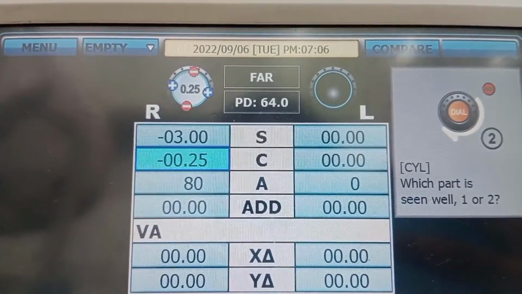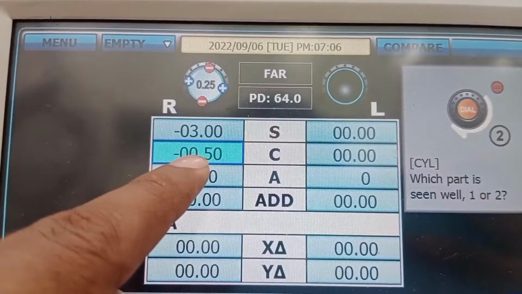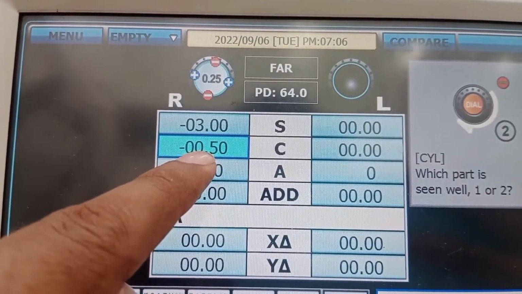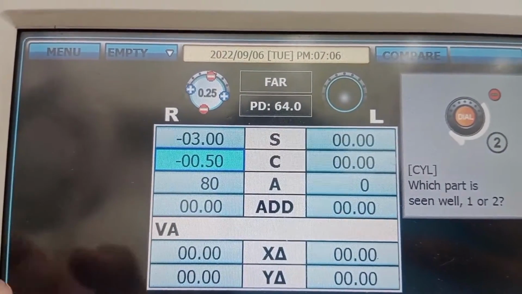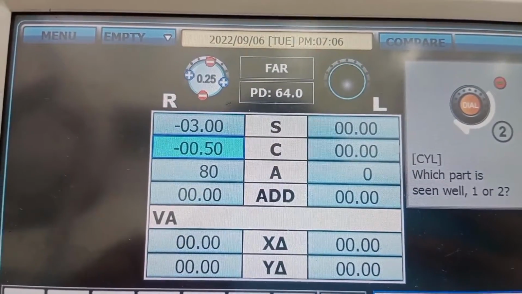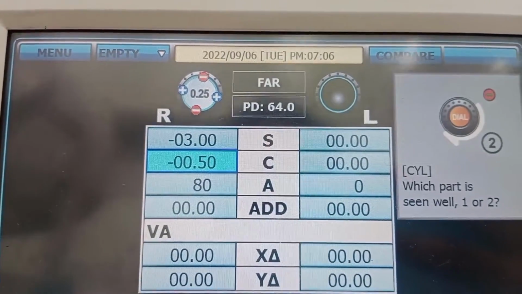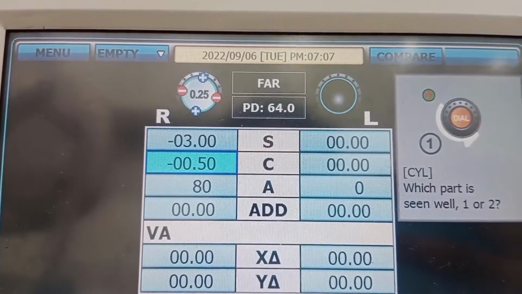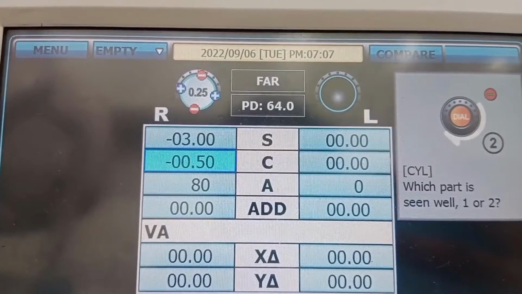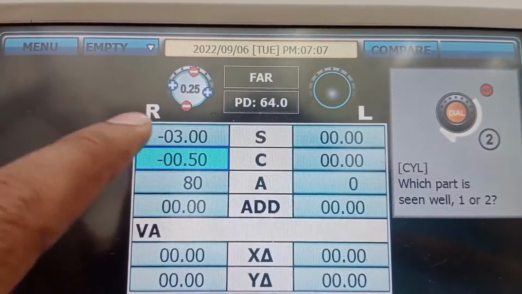So we will increase 0.25 power. So new power is 0.5. And now again we will ask the patient whether position number 1 is good when minus is at 80 degree, right? Or position number 2 when plus is at 80 degree. And suppose the patient preferred when minus is at 80 degree, when both minus are at 80 degree.